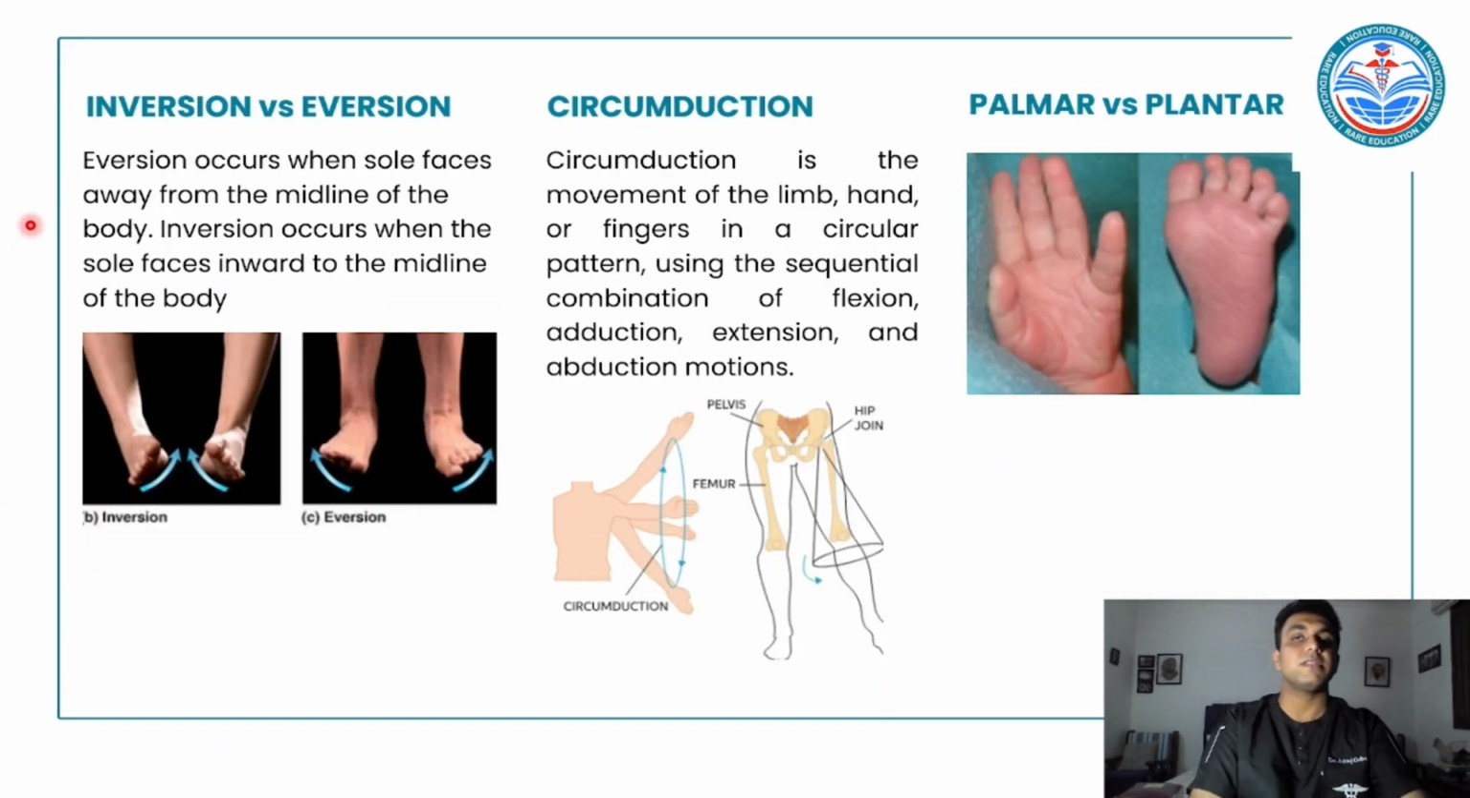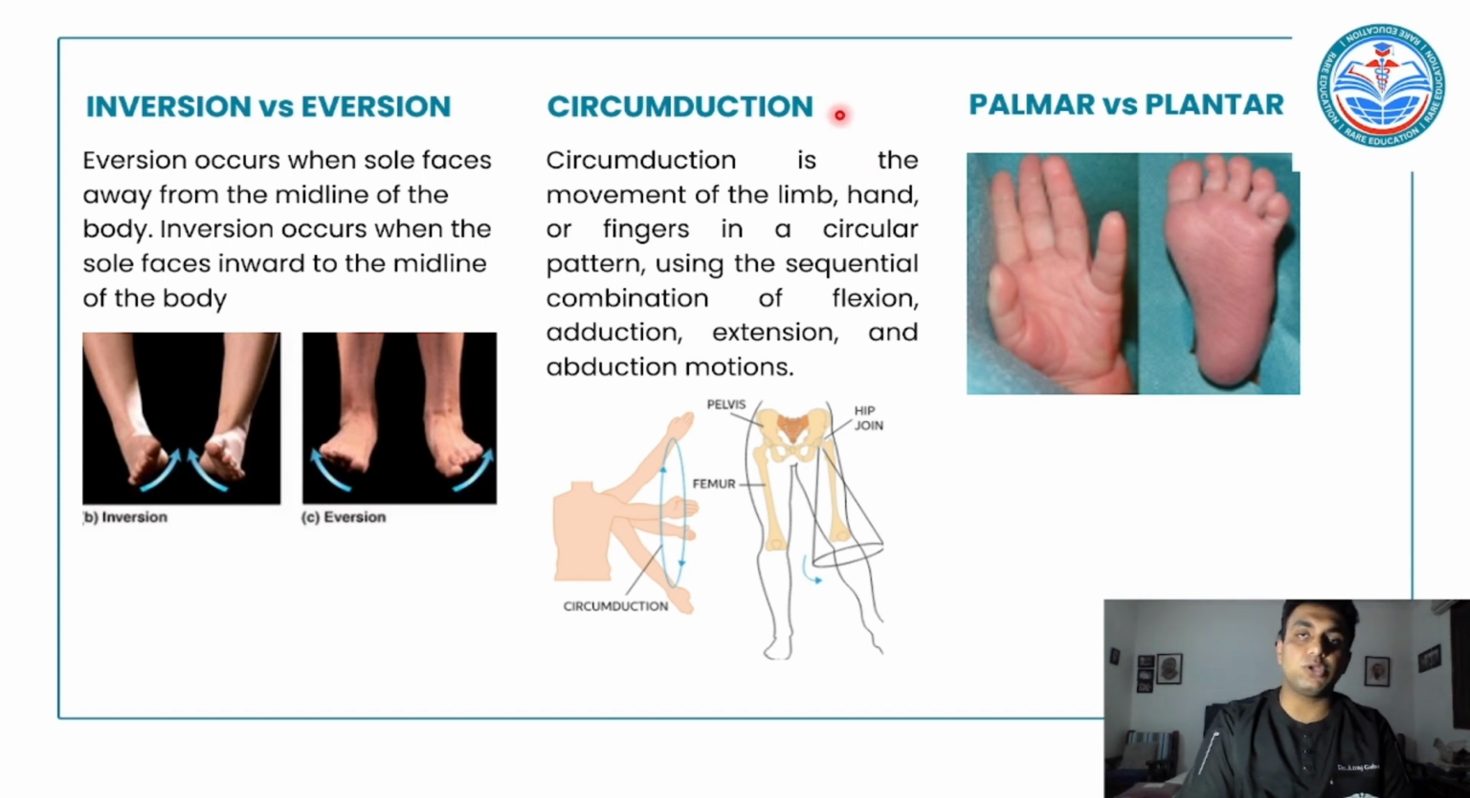So, inversion versus eversion. Another very easy term, but a lot of students confuse. So let us clear that confusion once and for all. Your feet have a sole, that is the downward part. This is the hand, but we're talking about the feet. Whenever the soles of the feet are facing towards each other, it is called inversion. Whenever the soles are facing outward, it is called eversion. Look at this diagram. Facing each other inwards, it is called inversion. Facing outward, it is called eversion.